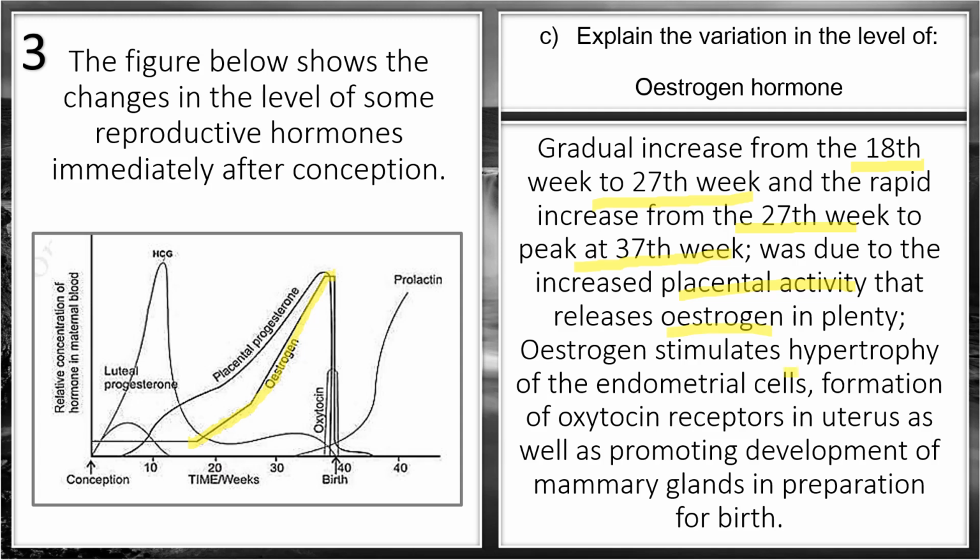Estrogen stimulates the hypertrophy of the endometrium cells, the formation of oxytocin receptors in the uterus, as well as promoting the development of the mammary gland in preparation for the birth. So when the estrogen is rising, it is going to stimulate the hypertrophy of the endometrial cells and also the formation of oxytocin receptors in the uterus, as well as promoting the development of the mammary glands in preparation for birth.